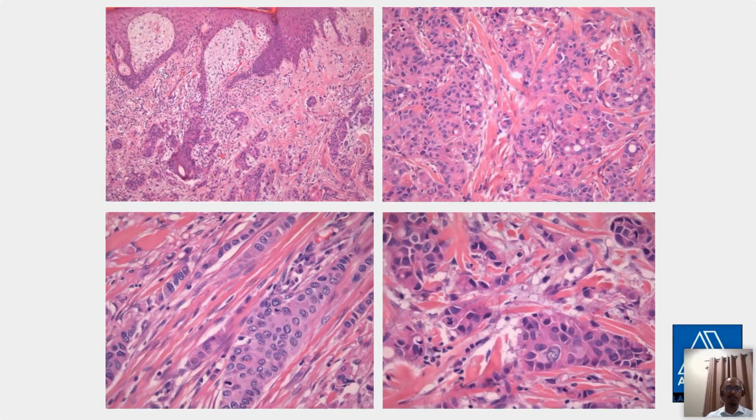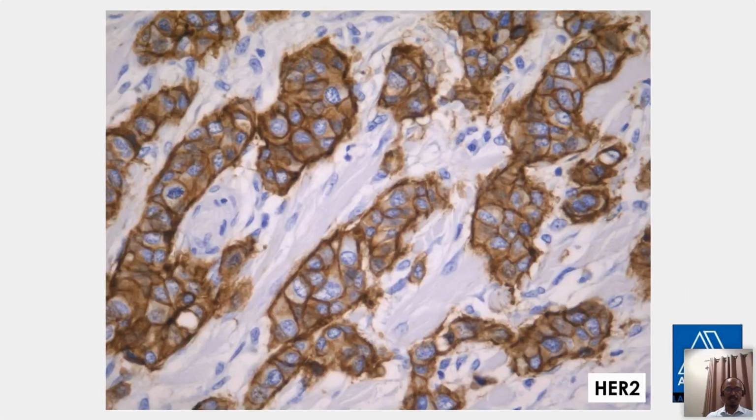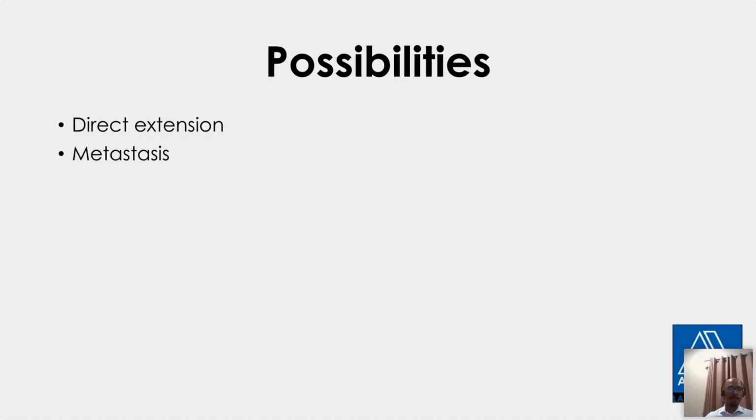This was a skin biopsy showing infiltration by carcinoma, which didn't seem to be of cutaneous origin. The tumor did stain with CK7. ER was also positive, which is estrogen receptor. It was positive with HER2. And this is cutaneous involvement by ductal carcinoma of the breast. But without knowing where the biopsy is taken from, it becomes difficult for us to say to you whether this is direct extension into the skin of a tumor that's arising from underlying breast, or is it a metastasis? Because this is all dependent on where the biopsy was taken.